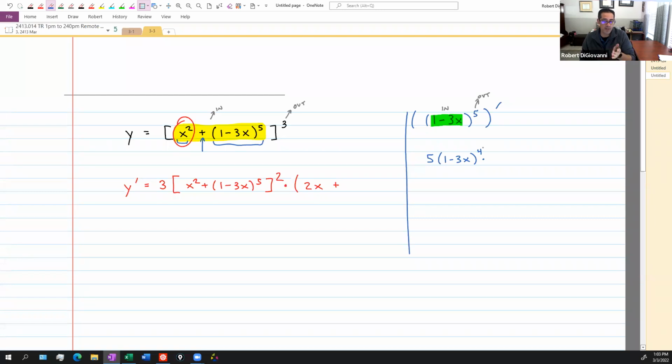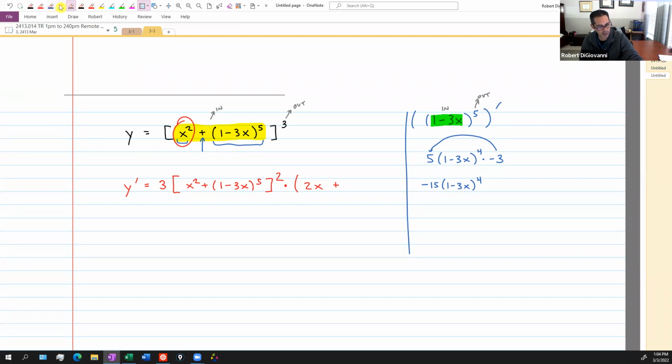The green, I can do them individually. Derivative of 1 is 0. The derivative of negative 3x is what? Negative 3, right? And I could maybe bring that negative 3 up here and make this negative 15 times 1 minus 3x to the 4th.